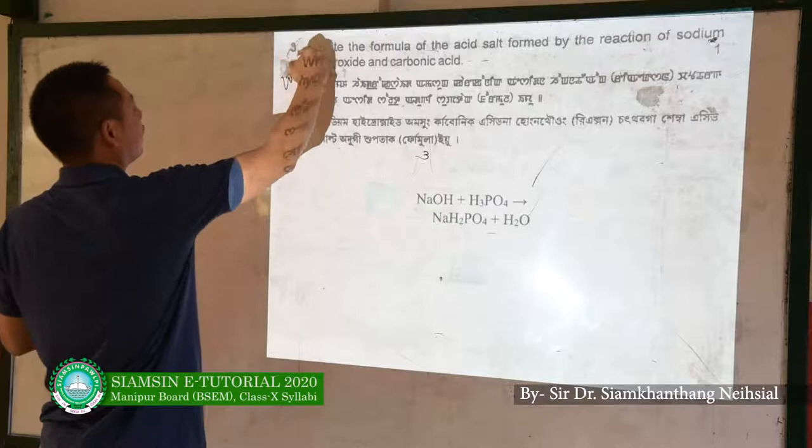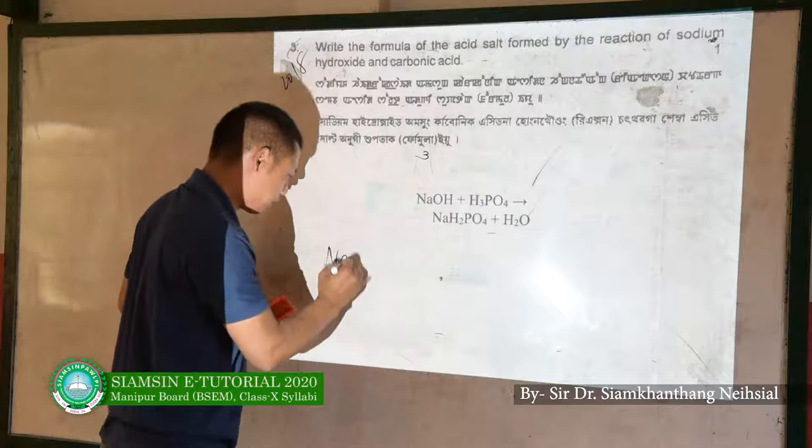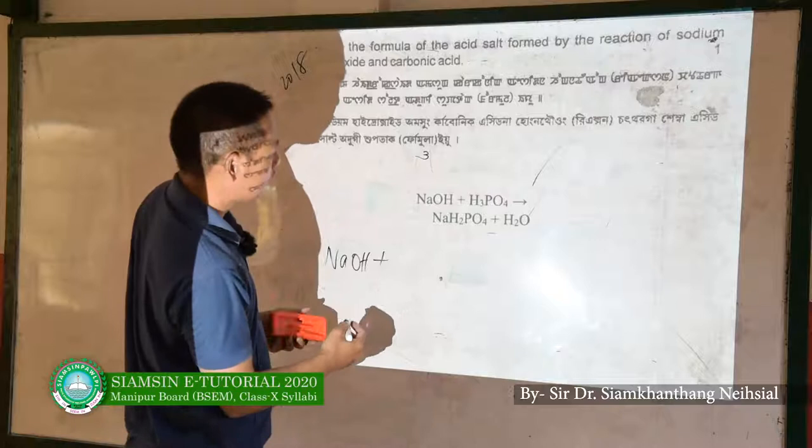Next, 2018. Write the formula of the acid formed by reaction of sodium hydroxide, sodium hydroxide to carbonic acid. Which is phosphoric acid, carbonic acid?